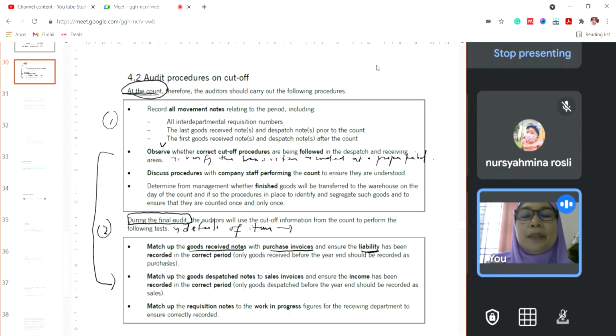Nampak macam mana buat procedures? Can you see? So this is the verb. This is the documentation evidence. Okay, you want to perform. Okay, so this is the noun. And this is the objective.